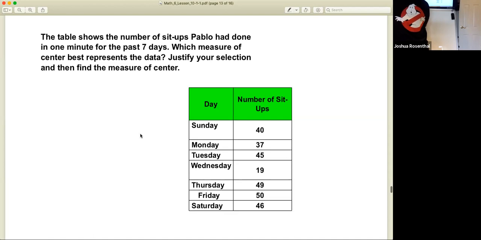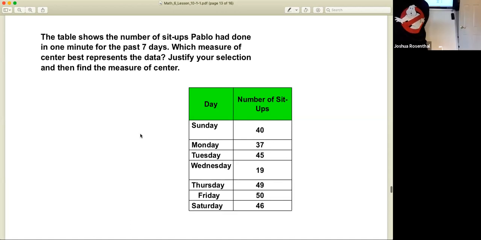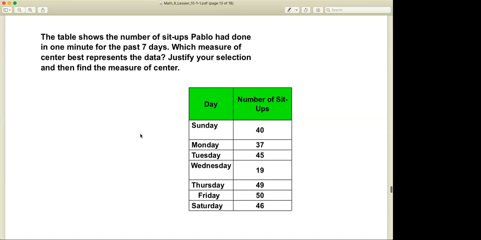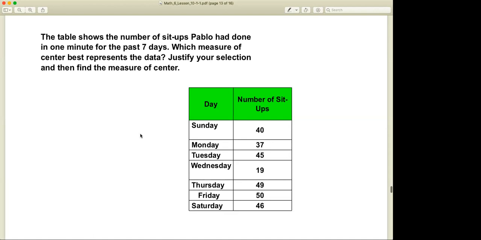Would 19 be considered an outlier then? Yes, it's unlike the rest of the data. What will that throw off? It'll throw off the average, so we can disqualify which measure? Mean. Disqualify mean. Is there one value that sticks out a lot? It looks like 19. Median.